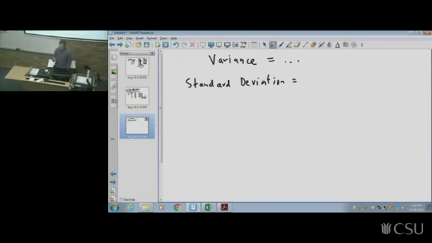So the standard deviation is the square root of the variance.